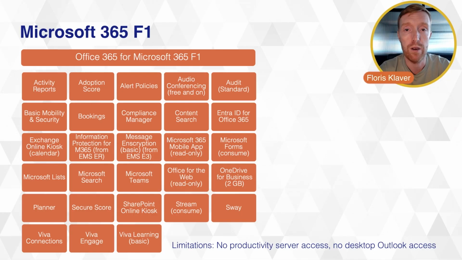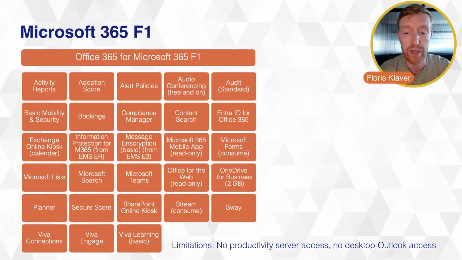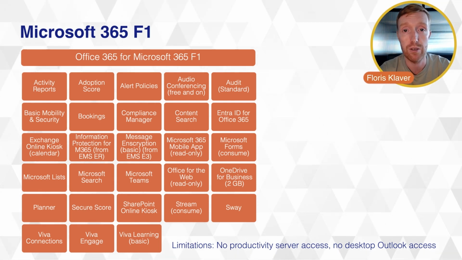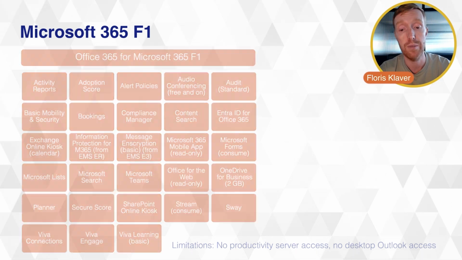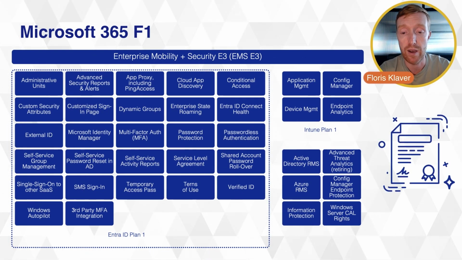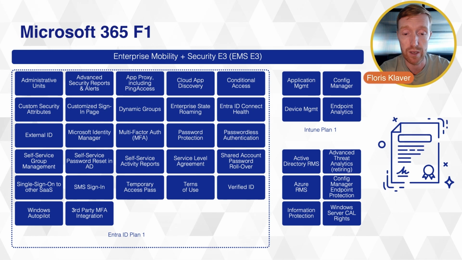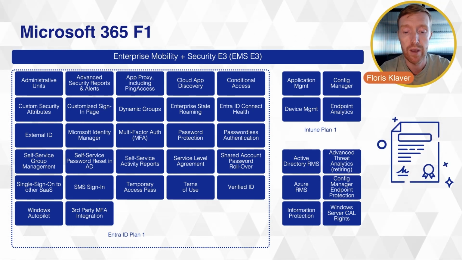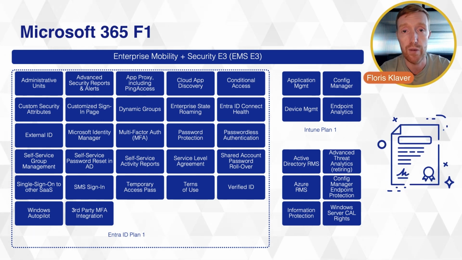From a Windows 10 or 11 perspective, there's nothing included, so you don't get the ability to install a Windows operating system, but you do have an entire Enterprise Mobility and Security E3 license with all the functionality that is also included in the E3 and what we're going to see on the next slide, the F3 license.